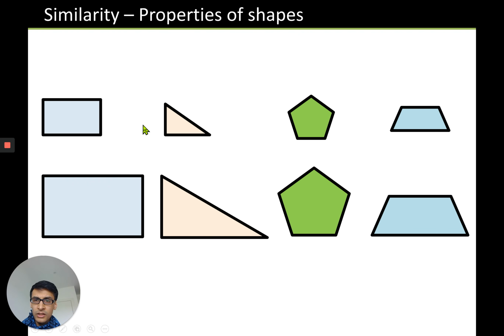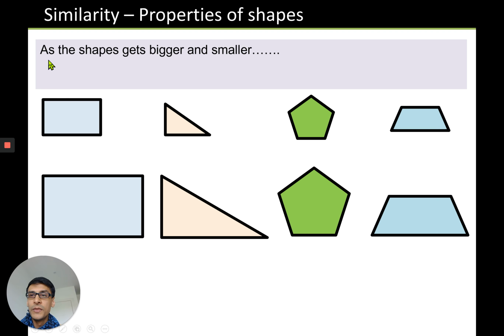Now, what you may notice here is as the shapes get bigger and smaller, what happens to the angles? Well, you can see immediately, I hope, the angles don't change. Those are all going to stay 90 degrees. That's going to stay 90 degrees. Those angles there will all match up. For the pentagon, they'll all be 108, I think, for each of the interior angles, and so on. So the angles do not change when the shape is enlarged.